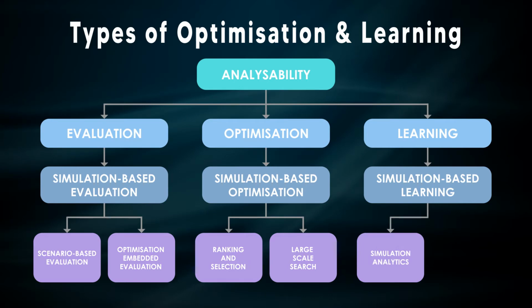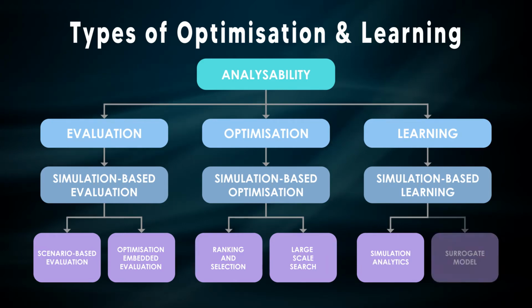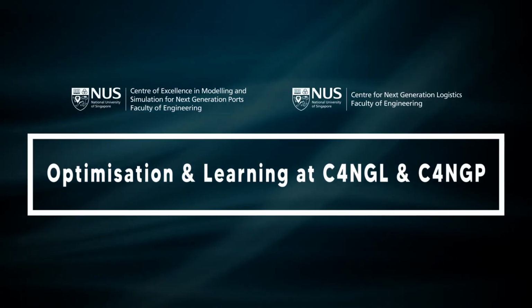Simulation analytics is the process of learning to form a rule between a scenario and the optimal decision under the scenario in order to generate a faster reaction in real time. Conversely, surrogate model is about learning from simulation evaluation, using it to replace the simulation model in order to achieve faster evaluation results. At our centers, C4NGL and C4NGP, we focus on simulation-based optimization and simulation-based learning.